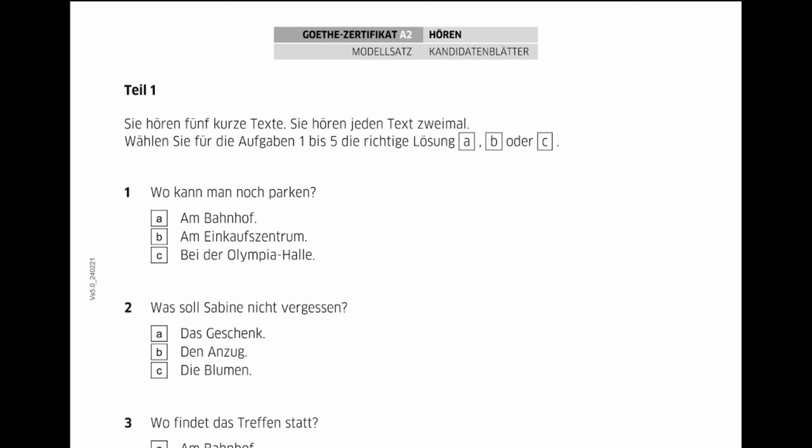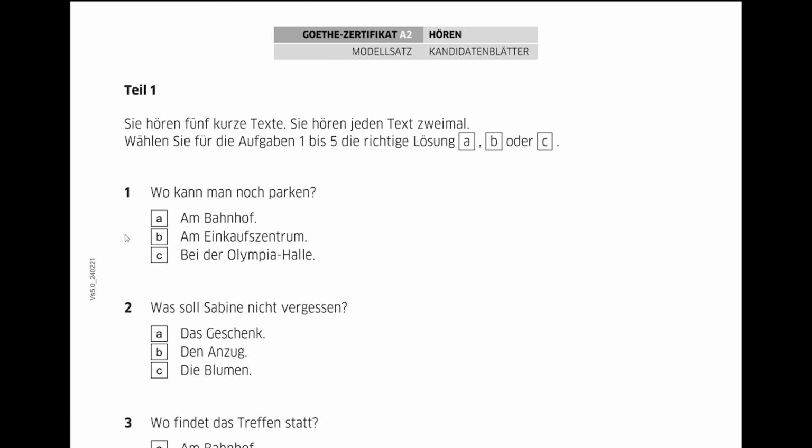So now we go to part number 1. So this is Teil 1 or part 1. And you see that they have written, Sie hören 5 kurze Texte. You will hear 5 short texts. Sie hören jeden Text zweimal. You will listen to each text 2 times. And then you have to select for questions 1 to 5 die richtige Lösung A, B oder C. So out of these three options, you have to select the correct one.